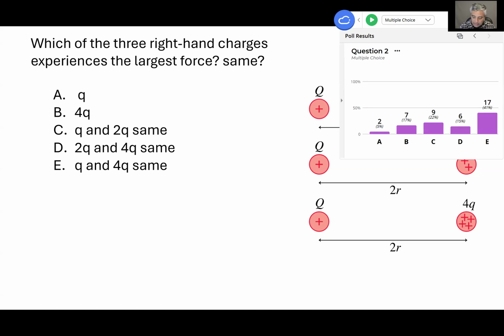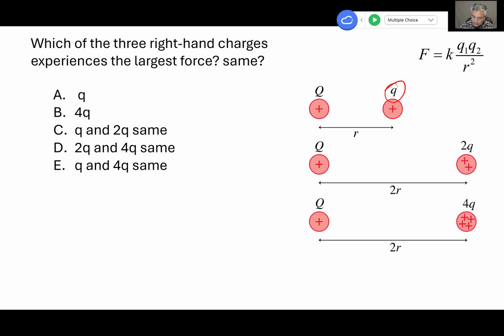So which experiences the largest force? So this is the largest charge, experiences the largest force. Makes sense? But does it? Okay. So for that, we have to actually use the formula. So whenever a formula is available, whenever you can, use the formula. Don't use your gut feeling. Okay. So in this case, if I were to write this formula, over here it is going to be K, Q, q, distance is R, so R squared. So that is the force between these two.